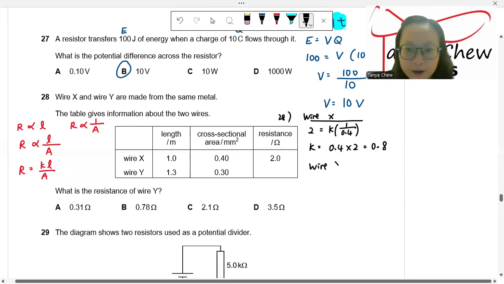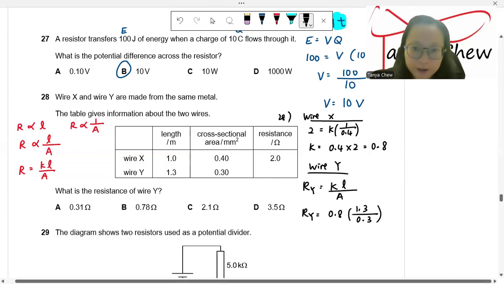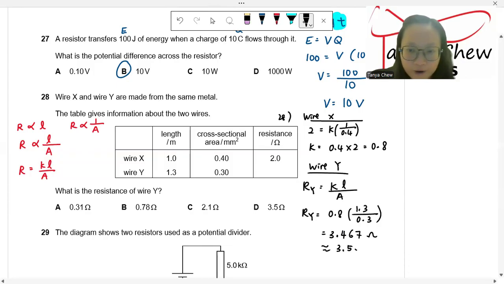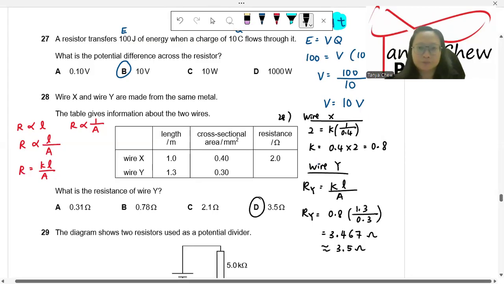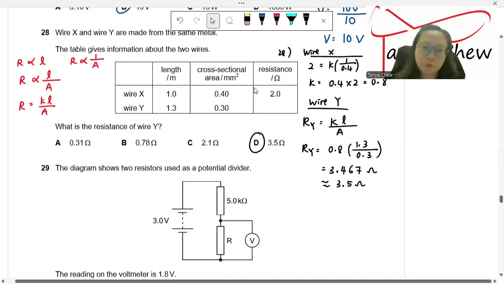So for wire Y, I don't know the resistance of wire Y, so I would just put RY, resistance of wire Y, but it is still KL over A. So resistance of wire Y is equal to 0.8 times the length of wire Y, which is 1.3, cross-sectional area is 0.3. So when I work it out, I get 3.467 ohm, which I round off to 3.5 ohm. D is the answer. I use simultaneous equation actually.